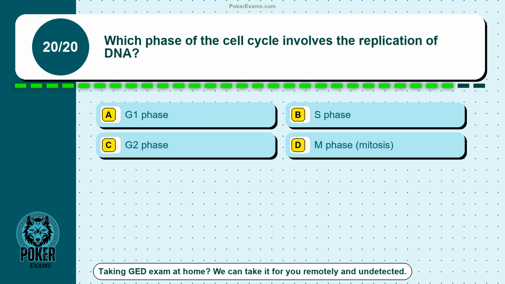Question 20. Which phase of the cell cycle involves the replication of DNA? Option A. G1 phase. Option B. S phase. Option C. G2 phase. Option D. M phase, mitosis.